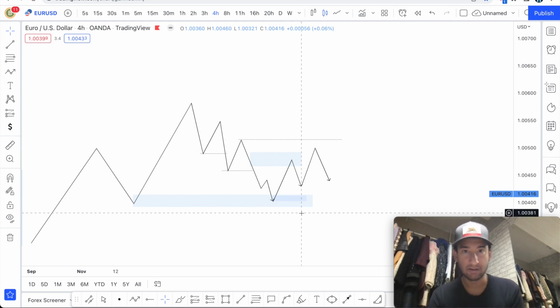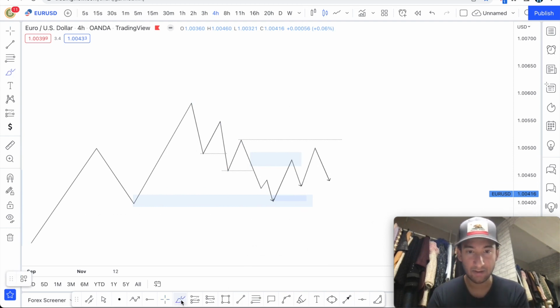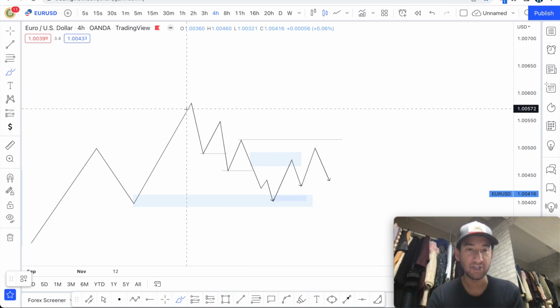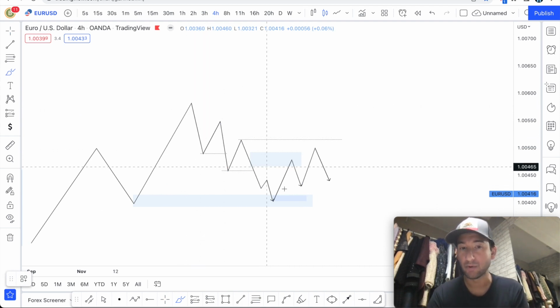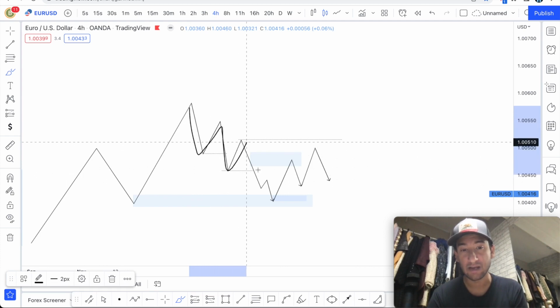So don't make a mistake when I'm telling you about this. Our intention is to look for the main order flow pushing bearish. The main order flow is this high, this low, this high, this low, this high, and this low.